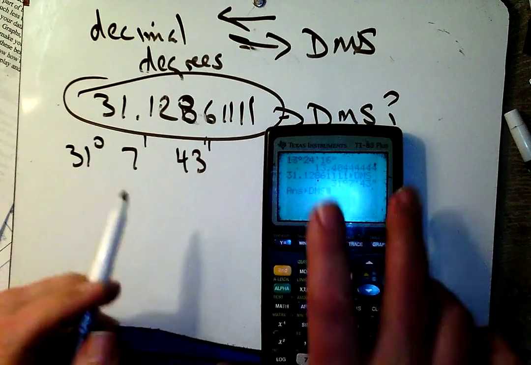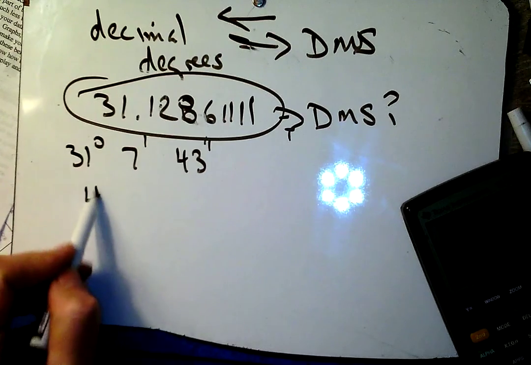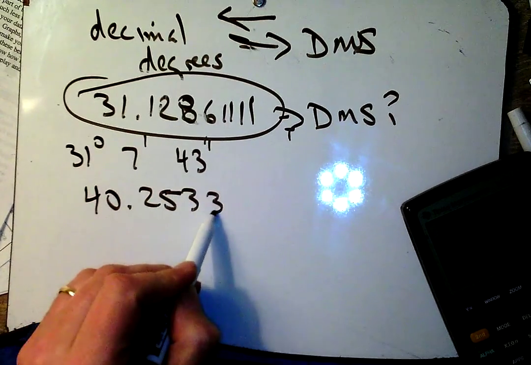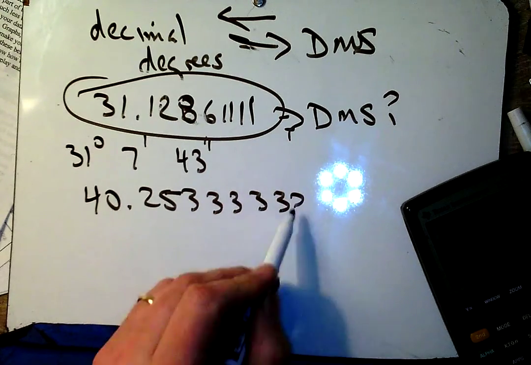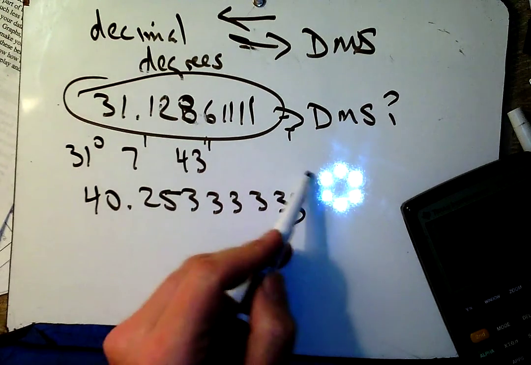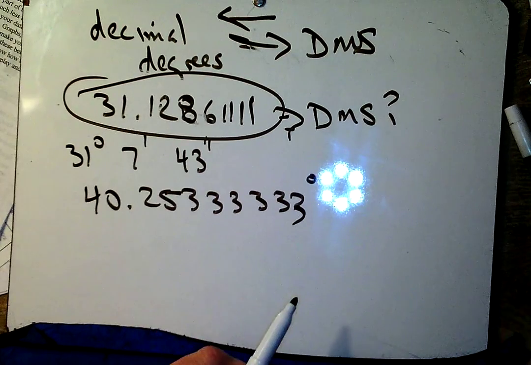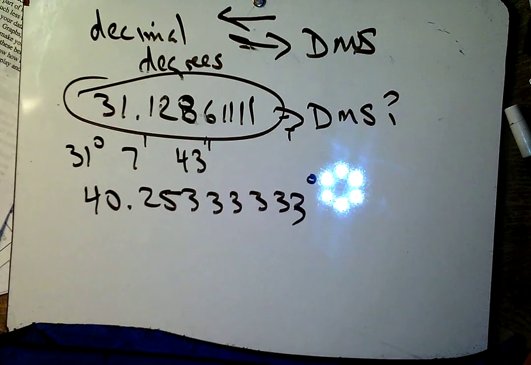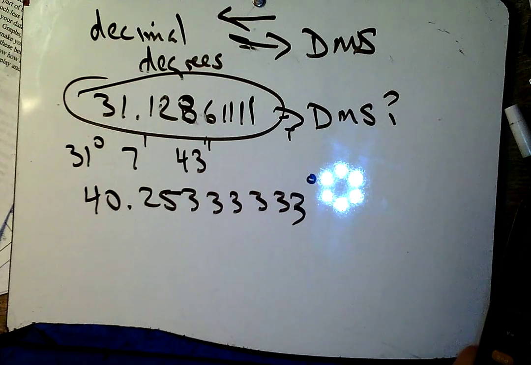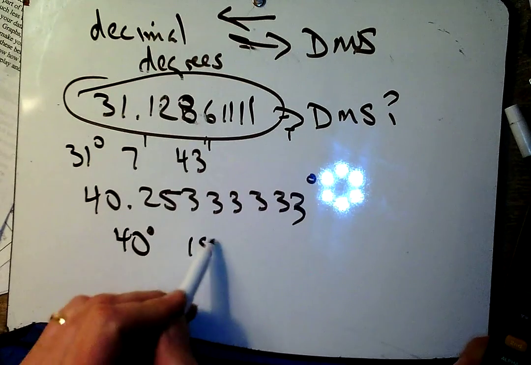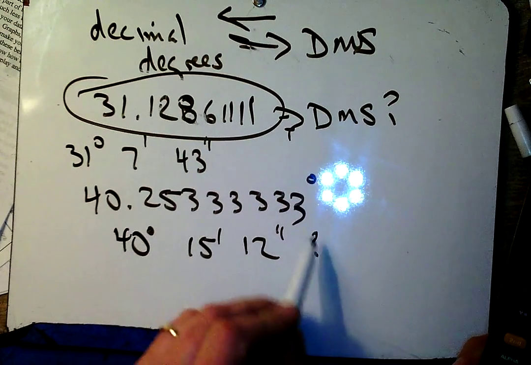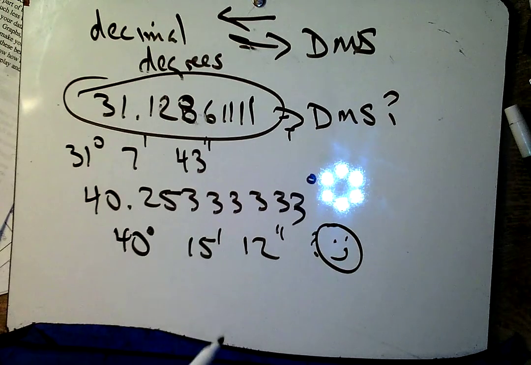So why don't you do this one? How about 40.2533333? Please convert these decimal degrees to degrees, minutes, and seconds. Well, how did it go? Did you get it? Did you get 40 degrees, 15 minutes, and 12 seconds? Because I did, and so you should.